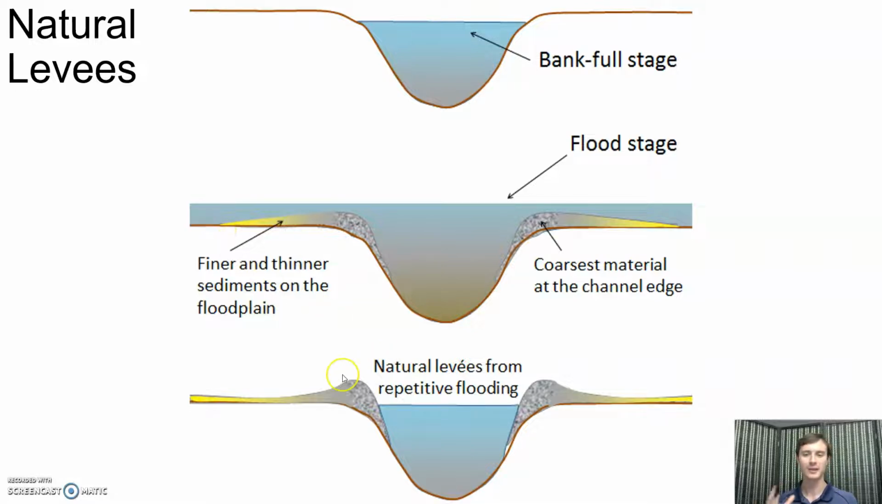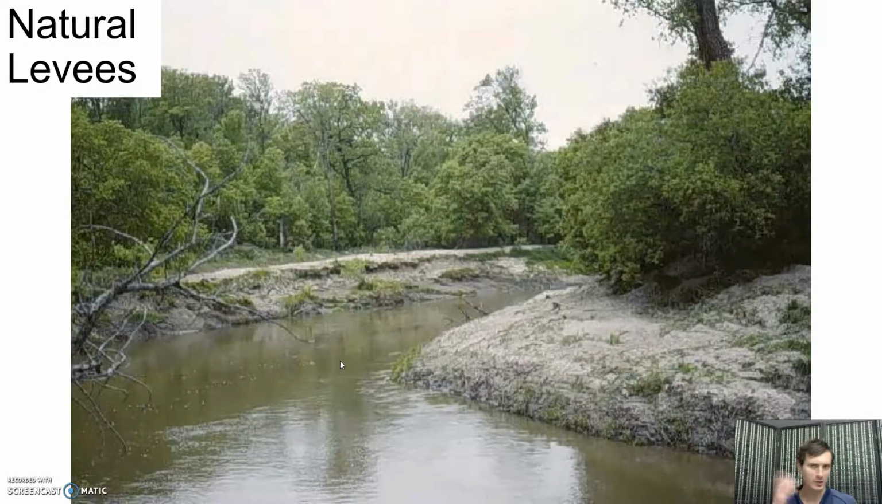So then you have this natural buildup as it floods over time of these levees, which then prevent more flooding and stabilizes the system. So now, if I showed you an image like this of a river and these things, the natural levees, you could explain how these came to be, how they formed.